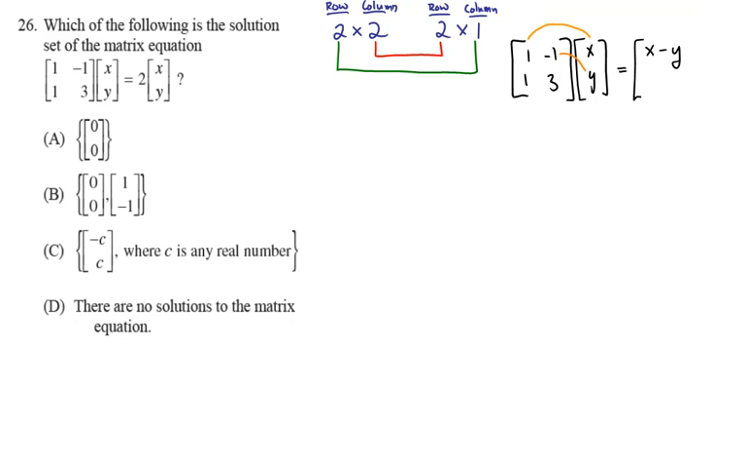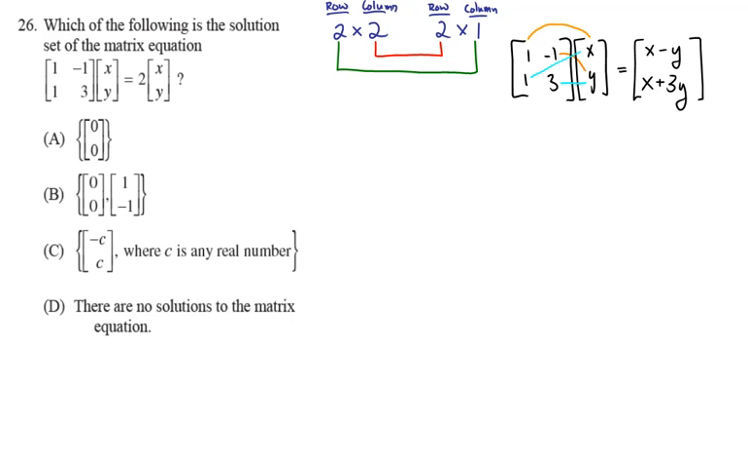Then we're going to jump down to the second row of the matrix on the left, and it'll be the second row, first column times first row, first column. Or again, 1 times x for a value of x. And then we'll multiply the second row, second column by the second row, first column. And that gives us 3 times y, or plus 3y. And so we have x minus y, then x plus 3y.